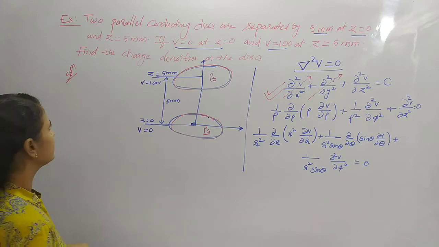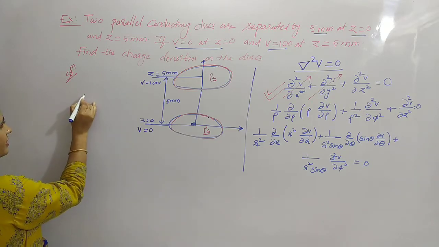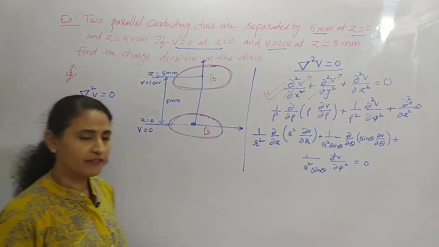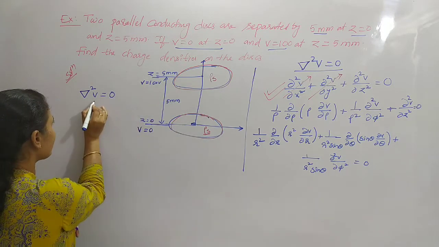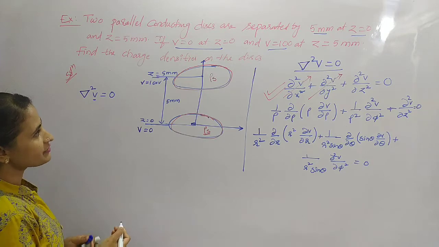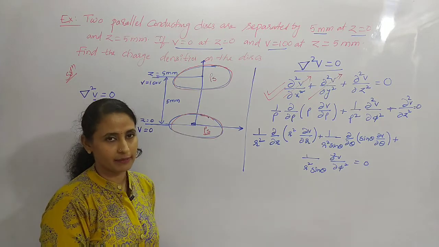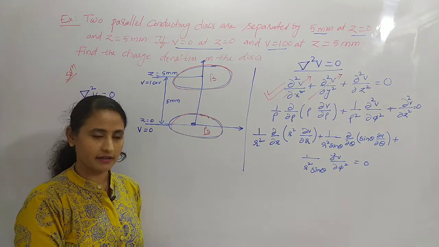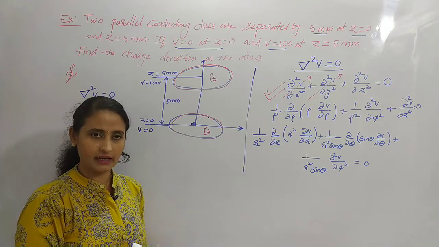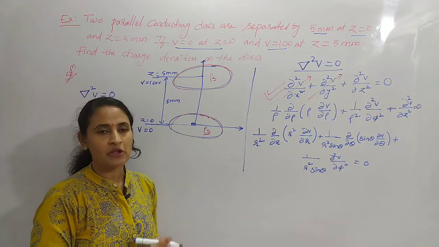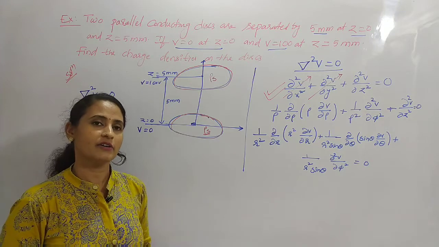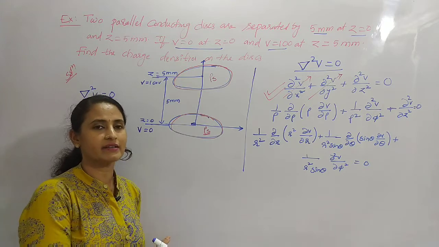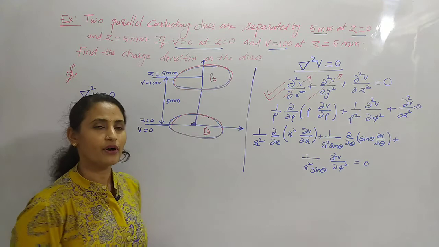Now let us see how we can use the Laplace equation, del square V equal to 0, to solve this numerical. Let us obtain V first, because from V we can obtain the electric field E. Once we know E, we can obtain the electric flux density, and by Gauss law the flux density is the charge density, so we can get the value of rho s.